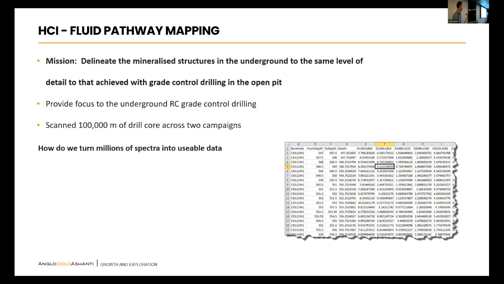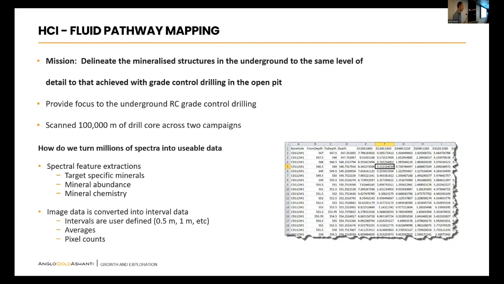We scanned 100,000 meters of drill core across 2 campaigns. And then the real challenge became, how do we turn millions of spectra, or maybe even billions of spectra, into usable data? So we used our spectral feature extractions. We understood which minerals correlated with the mineralized structures, how consistent was the alteration. We targeted minerals like muscovite and iron carbonate, and we converted that image data into interval data.